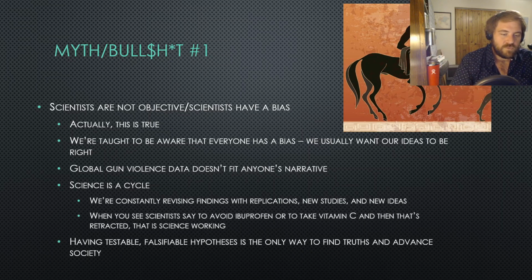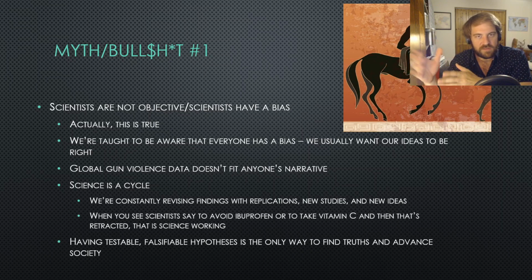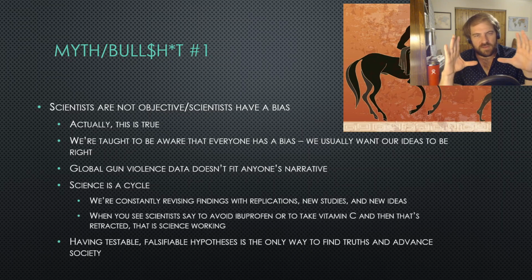Having a testable and falsifiable hypothesis is really the only way that we can find universal truths and advance society. Science is really the only way to discover these things. We can discover things with experience, but that's not testable. A lot of times our experience is wrong. We attribute a cause when there isn't one. We attribute a cause to the wrong thing. Science is the only way to really narrow down what really is causing something, and how can we change it?